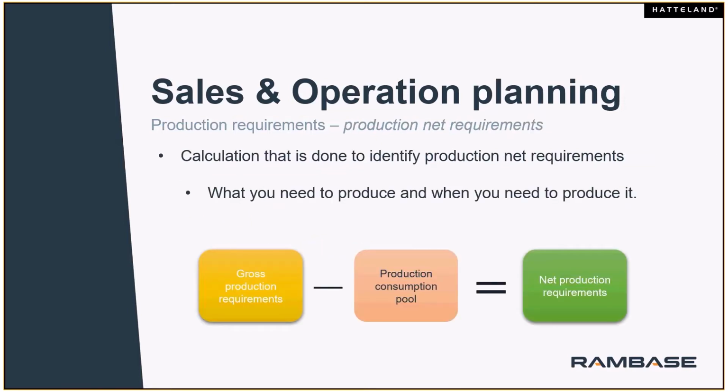Creating the production net requirements is the calculation the system does to find out how many new products you need to produce and when you need to produce them. The equation is rather simple. What you need minus what you have equals the net requirements.